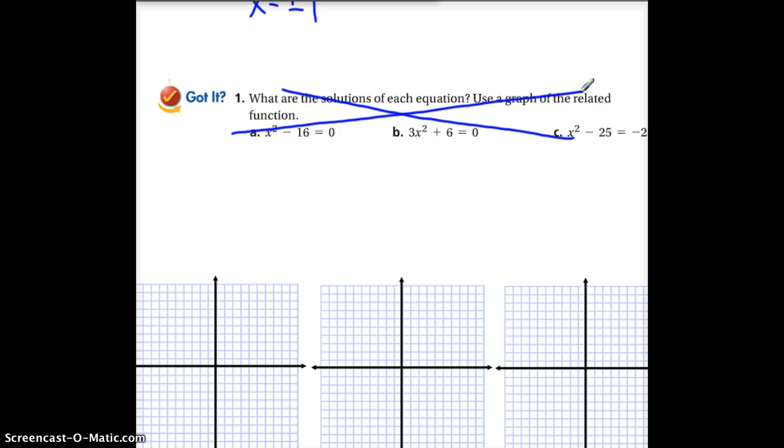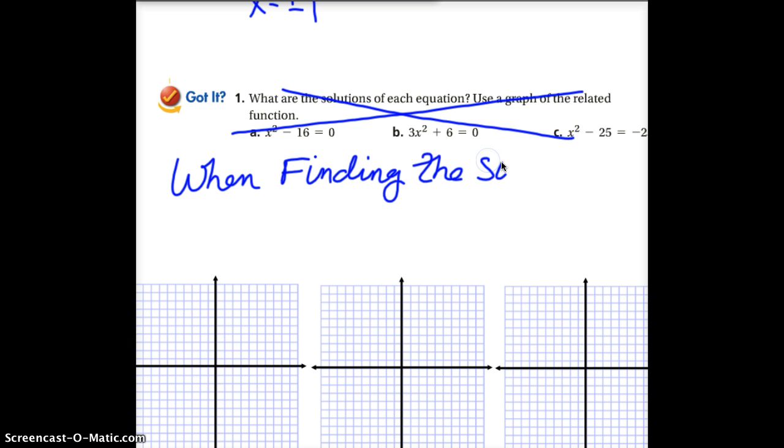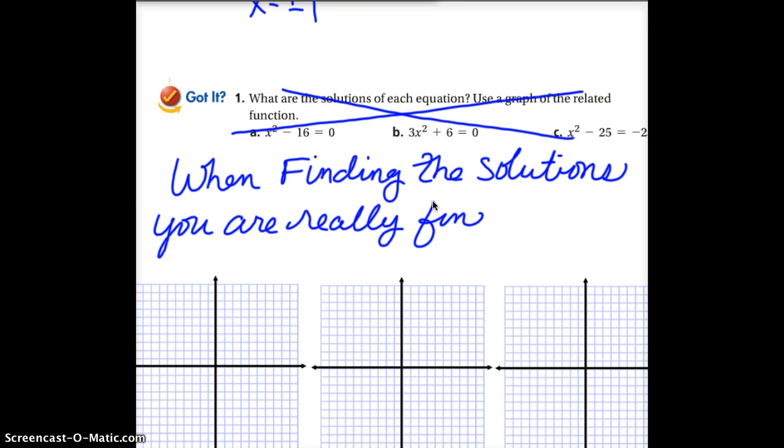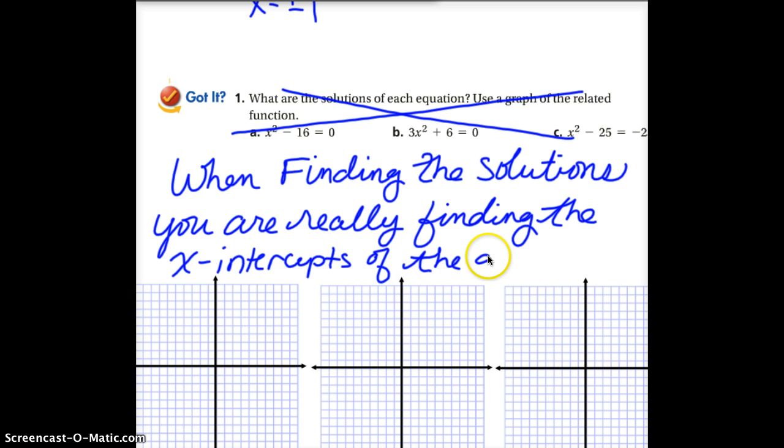What I really want you to do is, let's cross this off. I just really want you to understand that when finding the solutions, no matter how we do that, whether we do it graphically, whether we do it with algebra, whether we do it with a formula, or with factoring, we're going to have multiple methods of finding the solutions, but it's really important that you understand that when you're finding the solutions, you are really finding the x-intercepts of the graph.